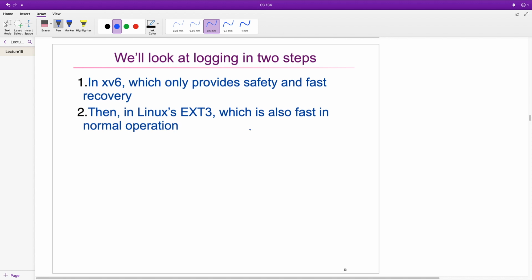Okay. So XV6 provides a lot of safety, and the recovery's fast. It just doesn't happen to have a lot of throughput. It's kind of pokey. And Linux is a little more complicated, but faster.